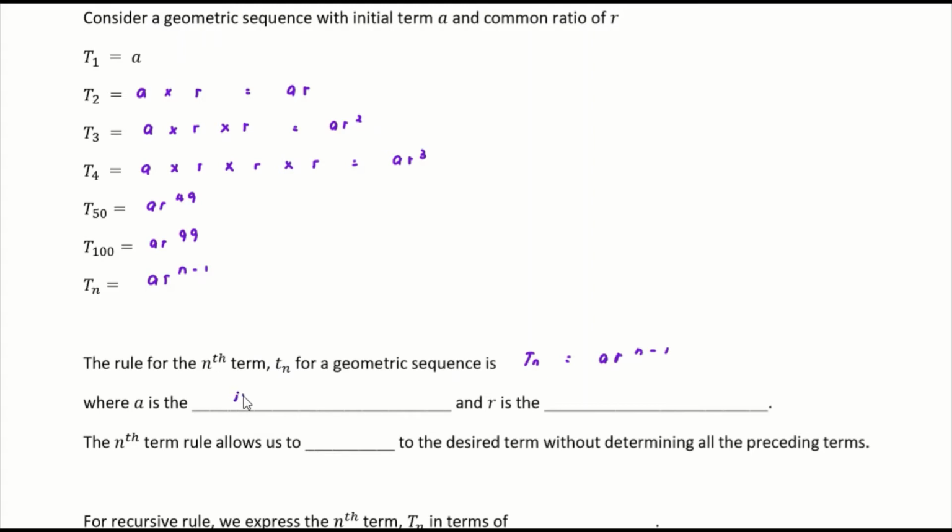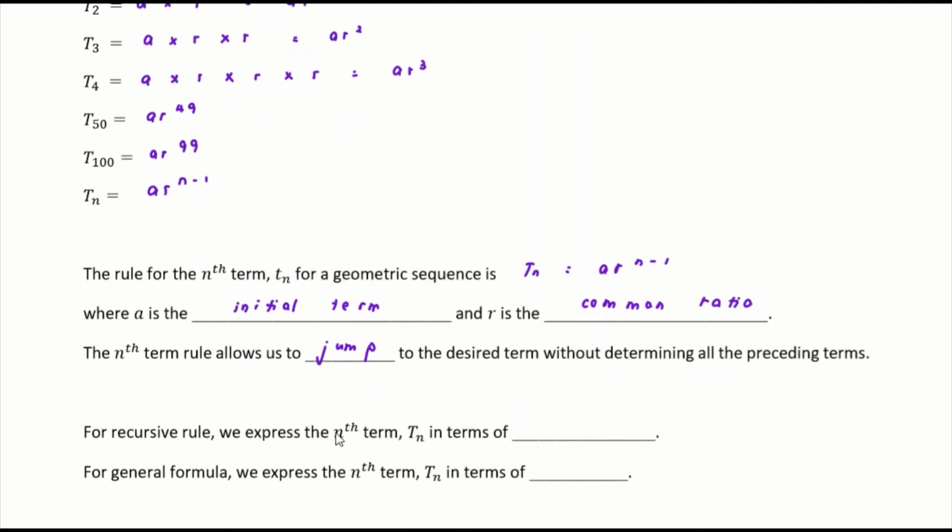Okay, so what is our A? A is the initial term. And what is our R? R is our common ratio. Okay, so similar to the arithmetic sequence that we have, the nth term rule actually allows us to jump to any desired term without determining all the preceding terms. So for the recursive rule, we express the nth term in terms of the n minus 1 term. So we need the previous term for us to get any current term. For the general formula, we express the nth term in terms of n. So as you know which position of n you want, you can straight away substitute your n, then you get your nth term.